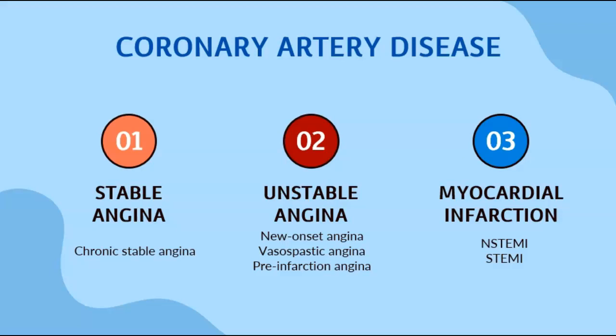Angina pectoris, or commonly referred to just as angina, is chest pain that's caused by a temporary imbalance between the coronary artery's ability to supply oxygen and the cardiac muscle's demand for oxygen. Acute coronary syndrome is used to describe patients who have either unstable angina or acute myocardial infarction.